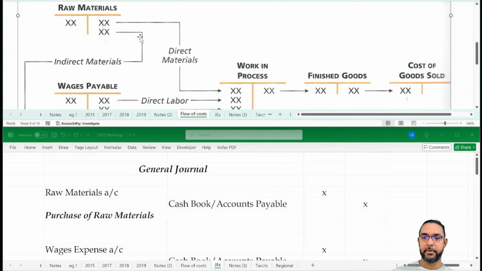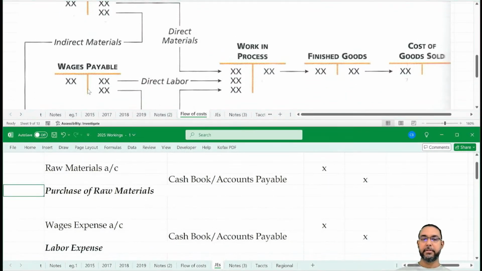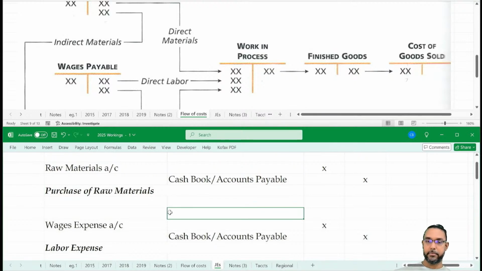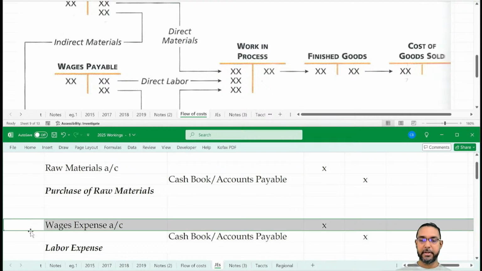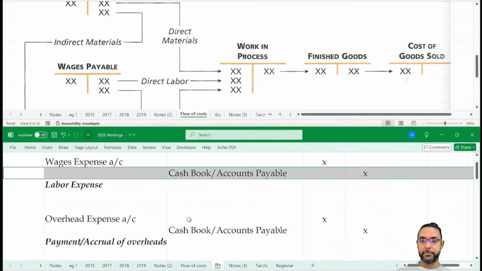Now for the wages. When your workers work, you have to debit wages. I don't know why it says wages payable, but it should just say wages expense, because payable implies a liability, which has a whole different story, so just imagine wages. You debit your wages expense account and credit cash book, or wages payable. That's that debit there, and these are where the credits will go.